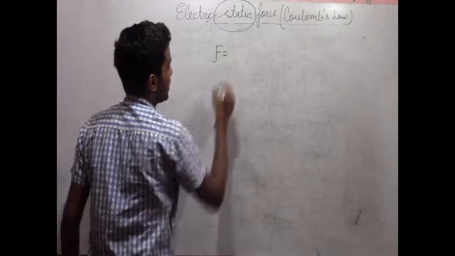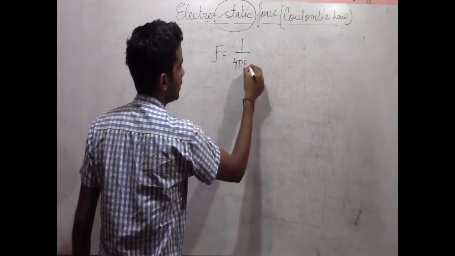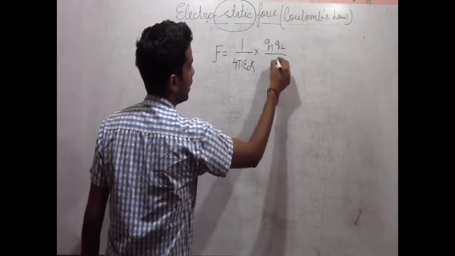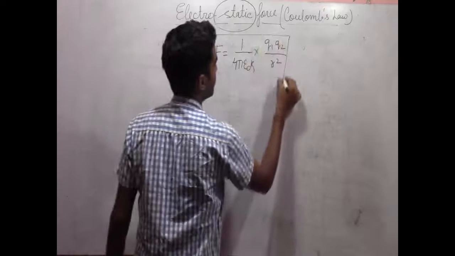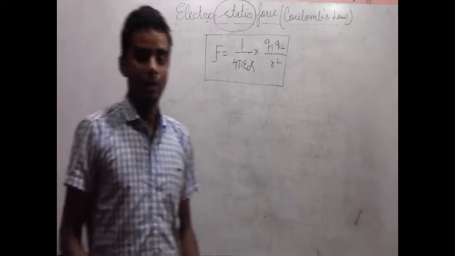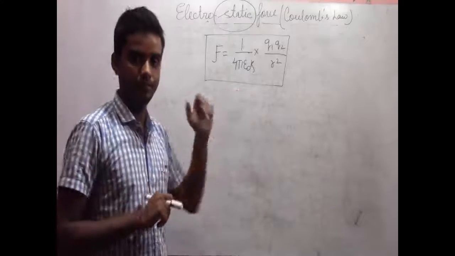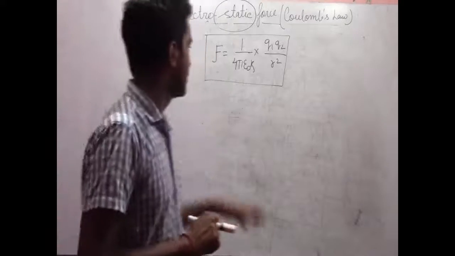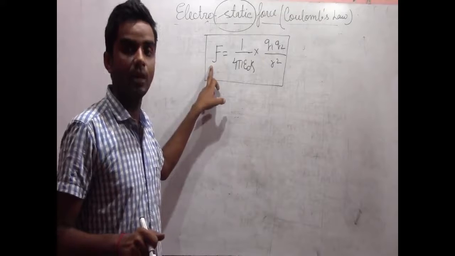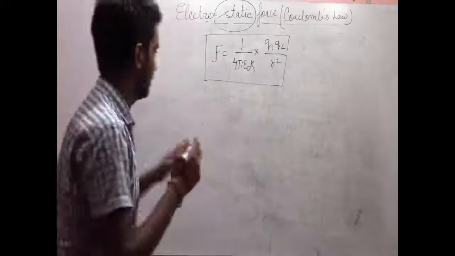The electrostatic force between the charges is 1 by 4 pi epsilon naught K into Q1 Q2 upon R square. This is the electrostatic force between the charges. Next, how can you write this scalar form in the vector form? You know it very well, force is a vector quantity. If anyone asks you what the direction of the electrostatic force is, just remember it.